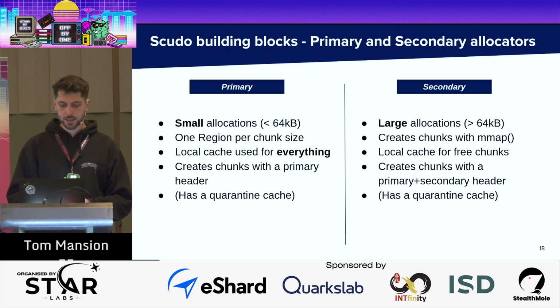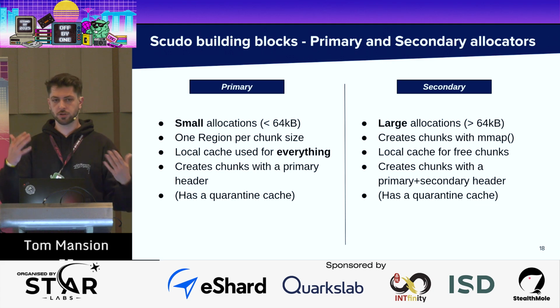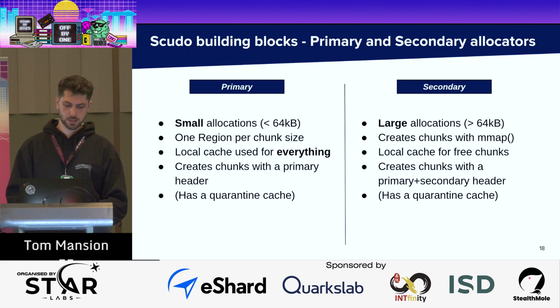And then the secondary allocator uses mmap to allocate larger chunks. There's a similar functionality in GLIBC. It also has a local cache, but this one is only for storing free chunks. And so when we allocate a secondary chunk, we first look in the cache to see if we can satisfy a request. Then the secondary allocator also uses the primary header, but on top of that, it adds a secondary header. So we'll see that in the next slide.